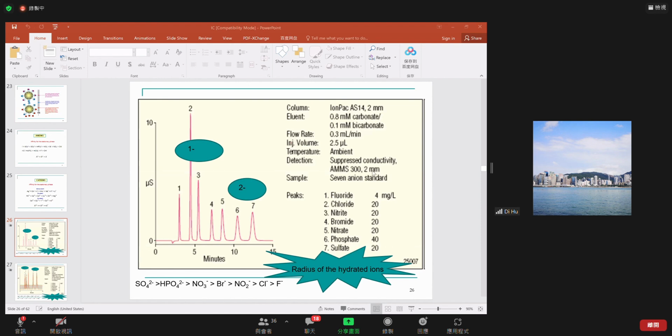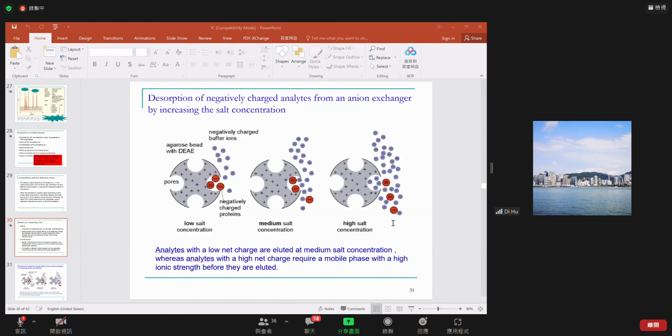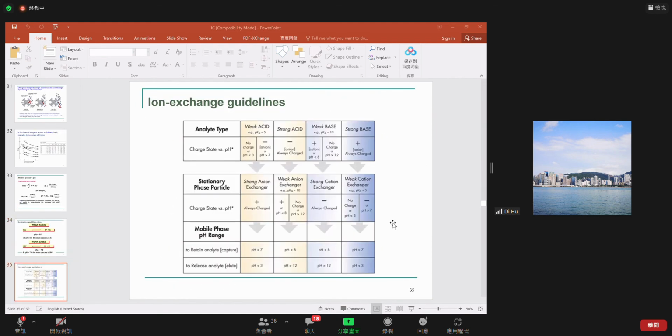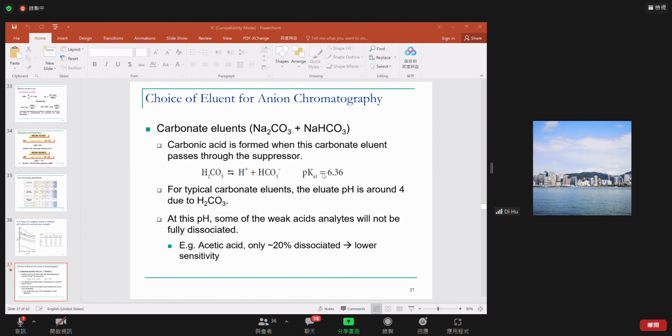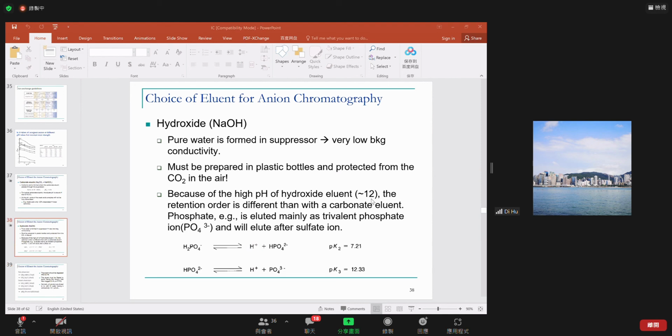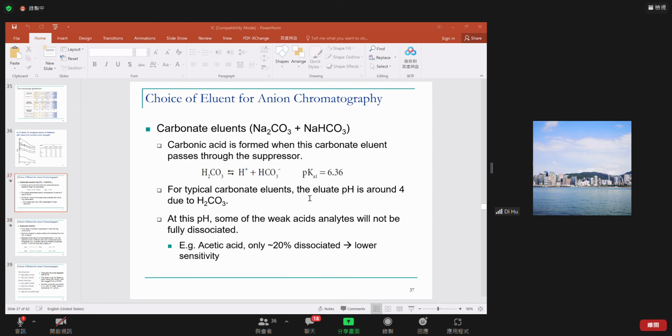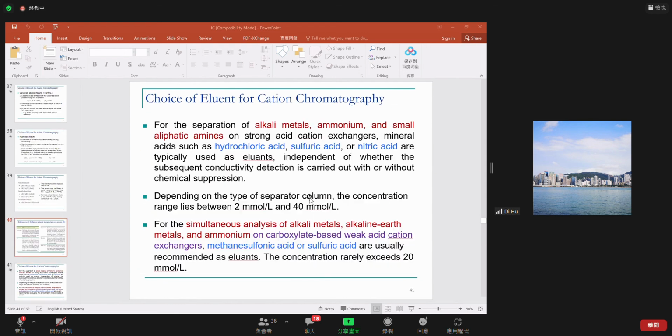Some of the common mobile phases for cation and anion chromatography, you have to know this, are very, very common. And we talk about that here. For anion, sodium carbonate, bicarbonate, or sodium hydroxide. So what is the advantage and limitation of each of those eluents? And how does that influence the separation?